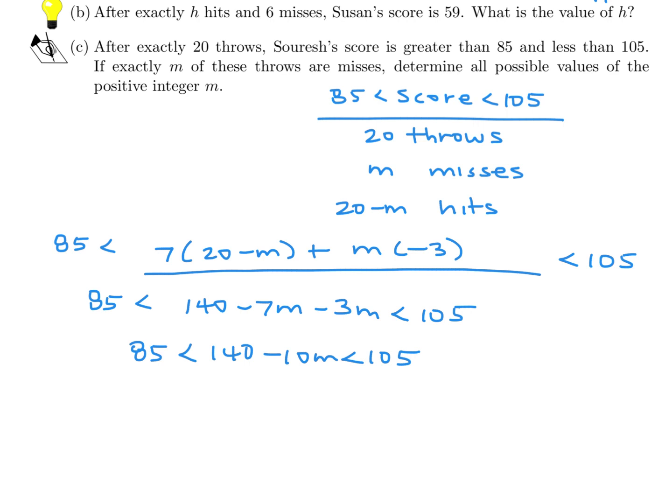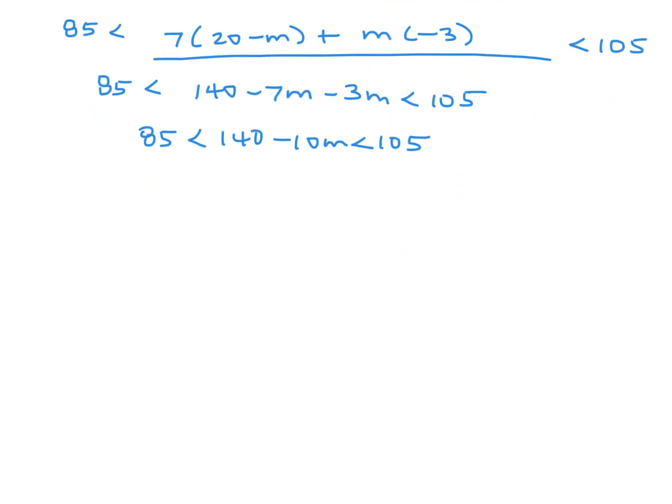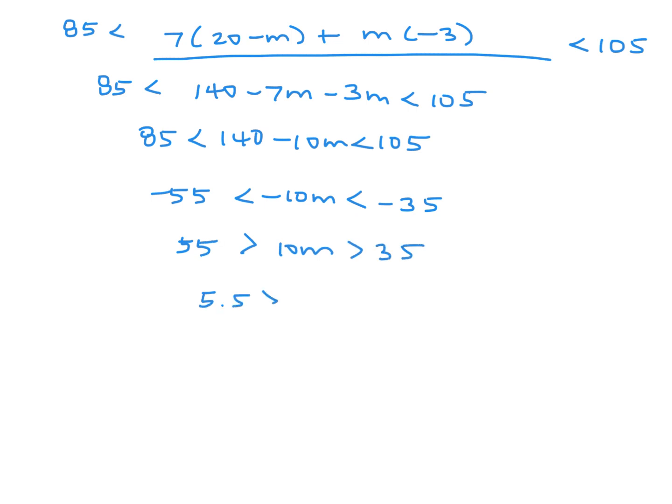And then we have to put everything on one side. So let's put the 140 on one side. So that will be minus 55, minus 10M, and minus 35. And then just flip it to get rid of the negatives. So this is going to be 10M, 55 and 35, and then divide through by 10 finally, and you get 5.5, and then M is going to be between that and 3.5. So since M is an integer, it could be 4 or 5.